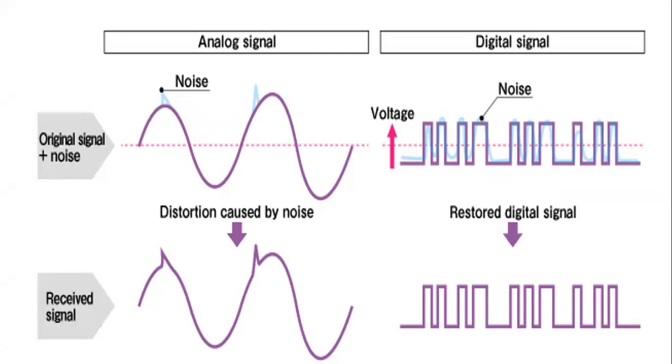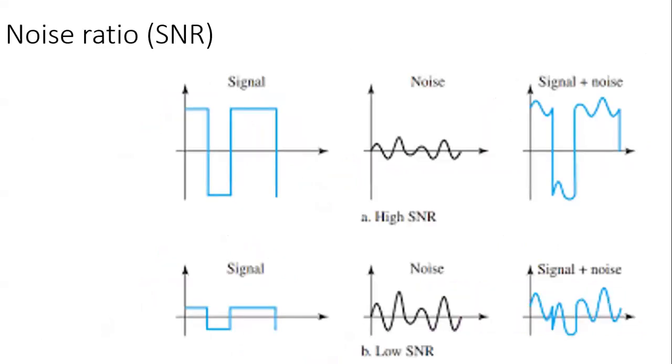And in digital signal, we have the option of using different filters and removing the noise, as it is attacking the amplitude. And digital signal is not about amplitude. It's about width, or it's about the position. So because of that, it's easy to restore the digital signal and noise is less. That's the reason digital signal is preferred over the analog signal.